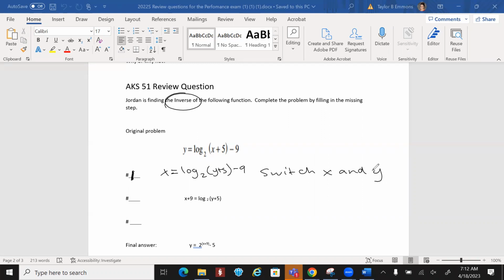All right, so notice I wrote something out here. Then we want to isolate our log. So we're going to isolate our log by adding 9 to the other side. Okay, and that's what happened here. So we added 9 to both sides. This canceled. That's how we got here.